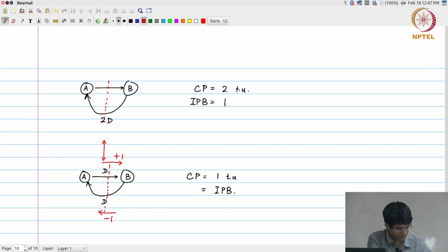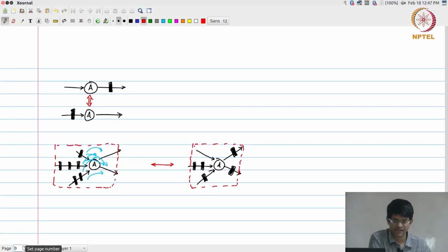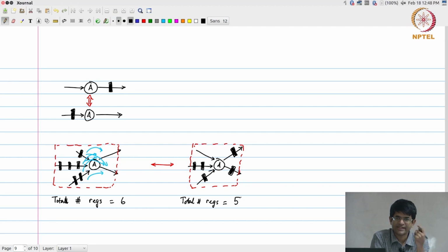One last thing before we stop for today's class, one observation that we can make from this transformation that I showed over here. What is the total number of registers that I have over here on my original graph? 1 plus 3 plus 2, 6. What about here? 2 plus 1 on the input plus 1 plus 1 on the output, 5, okay. So, in other words, the retiming operation does not necessarily preserve the number of registers that are present in the circuit.